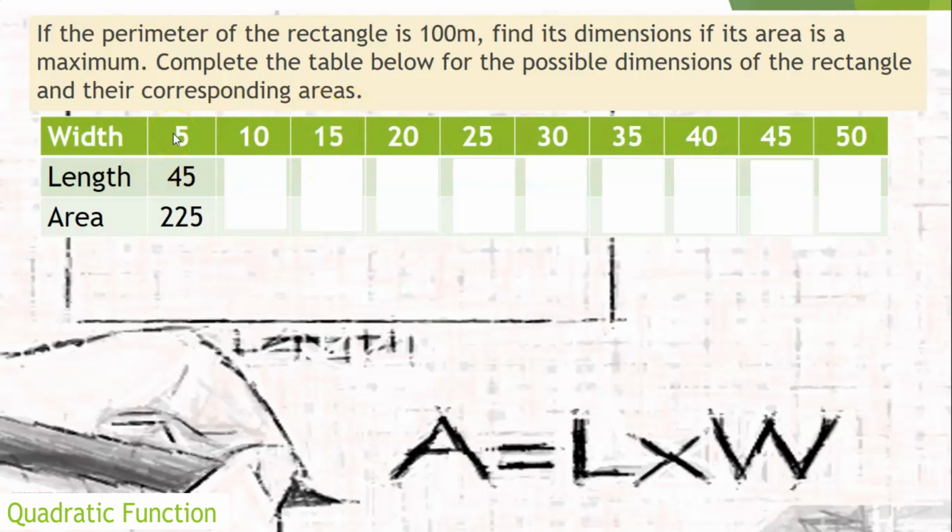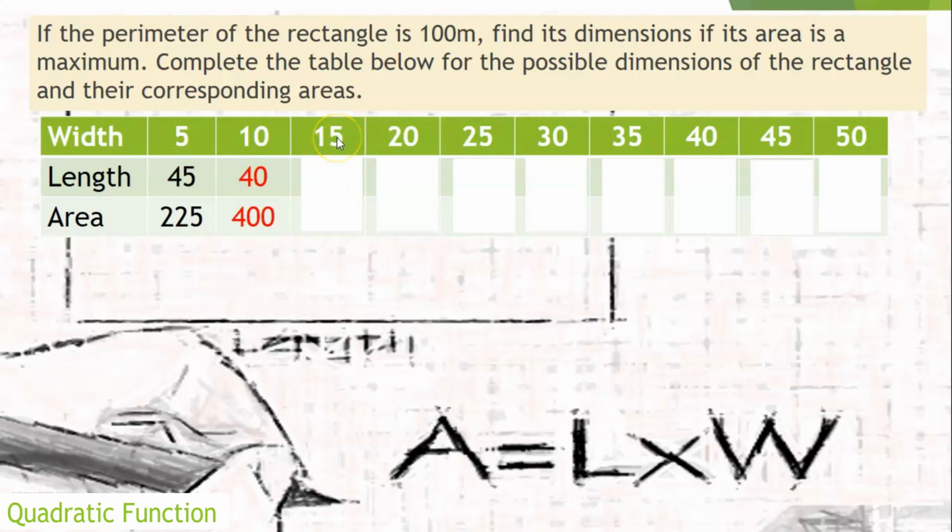If the width is 5, the length is 45, and the area is 5 times 45, which is 225. Next, if the width is 10, the length is 40. How come it's 40 here? Because the total perimeter is 100, so length and width should be half of it, so it should total 50. To get the area, simply multiply.